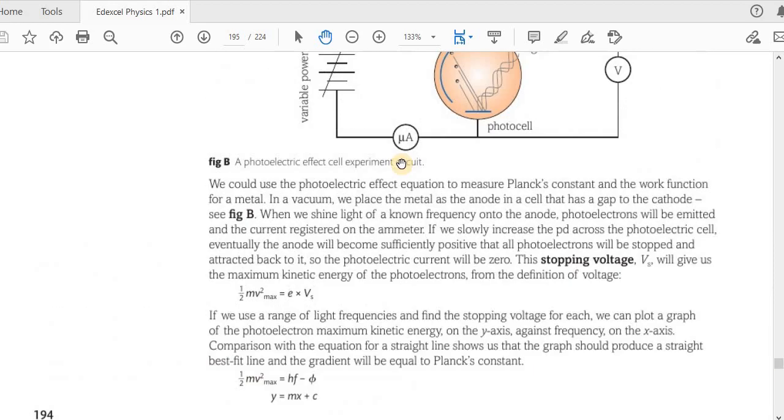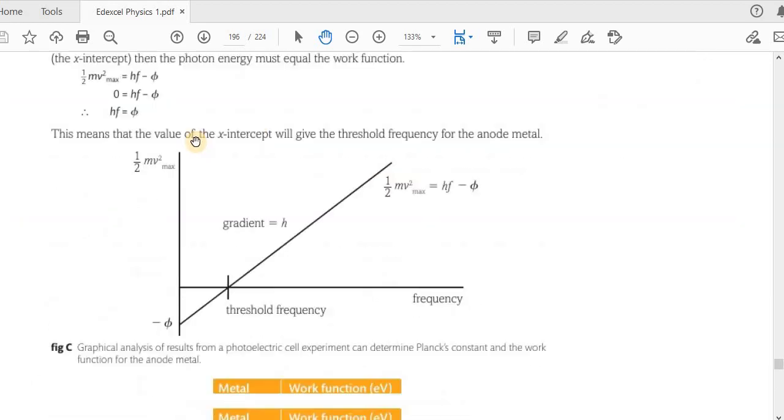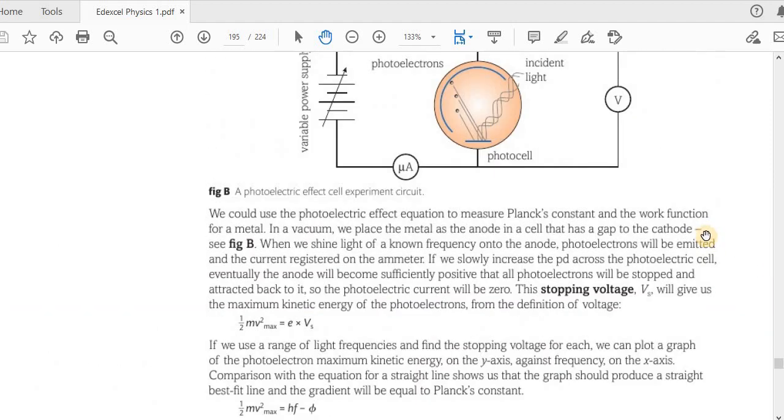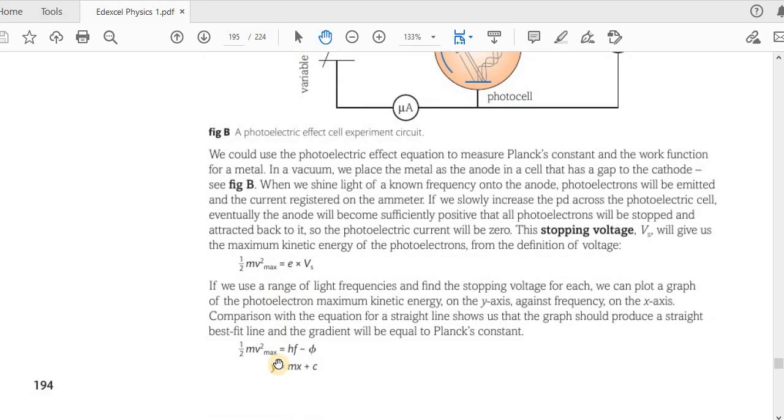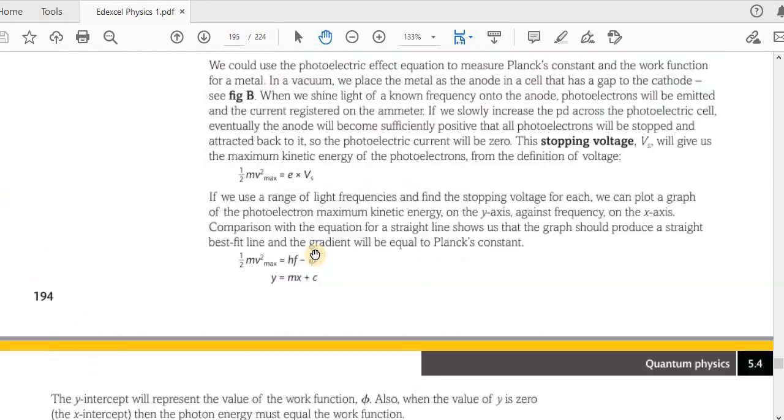Again, it is basic mathematics: you rearrange the equation and plot this and you will get the value, but we'll see how we do it. We could use the photoelectric effect equation to measure Planck's constant and the work function. So the point of this experiment is that you can measure Planck's constant and the work function by plotting a graph like this.